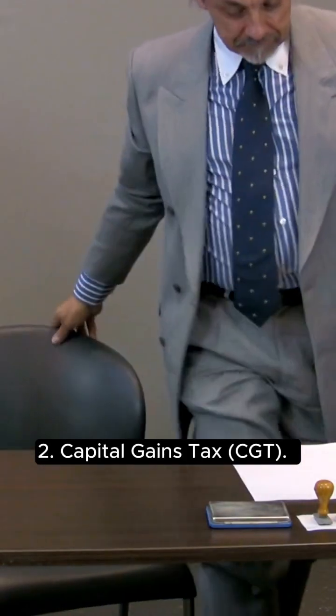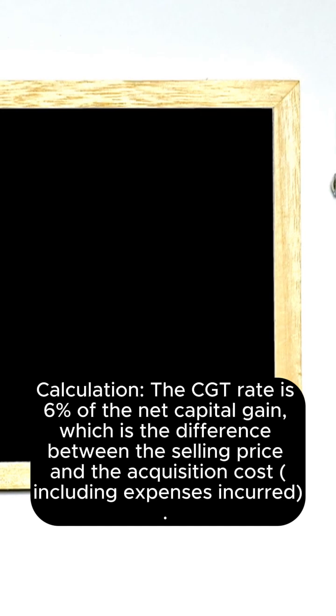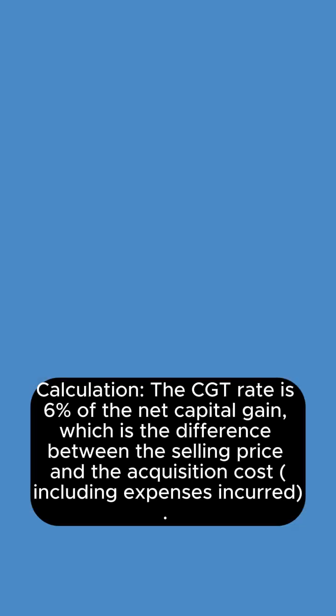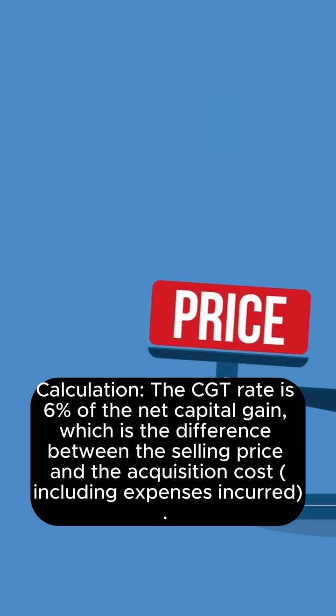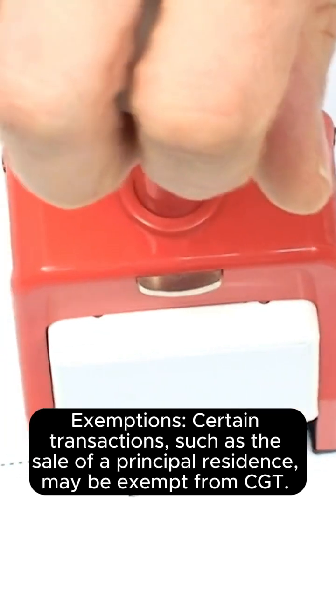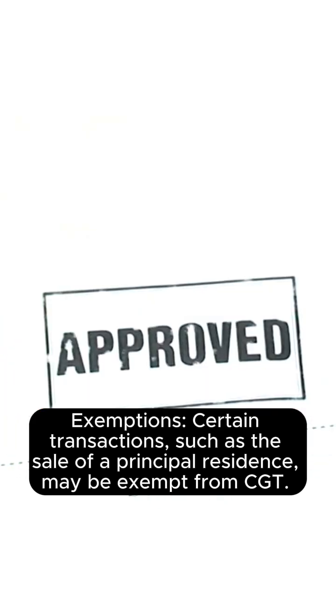2. Capital Gains Tax (CGT). Purpose: this tax applies to the profit realized from the sale of a capital asset, including real estate. Calculation: the CGT rate is 6% of the net capital gain, which is the difference between the selling price and the acquisition cost, including expenses incurred. Exemptions: certain transactions, such as the sale of a principal residence, may be exempt from CGT.